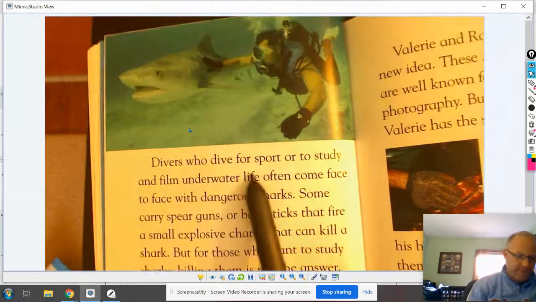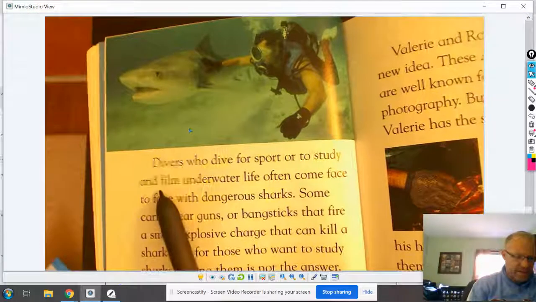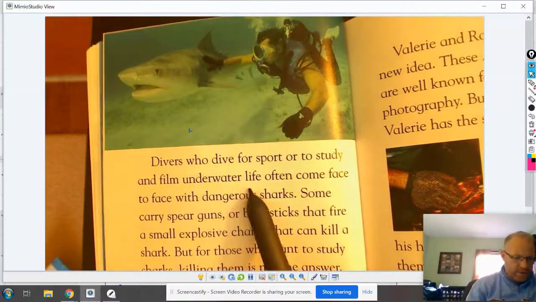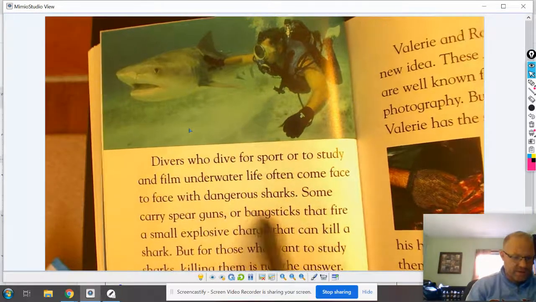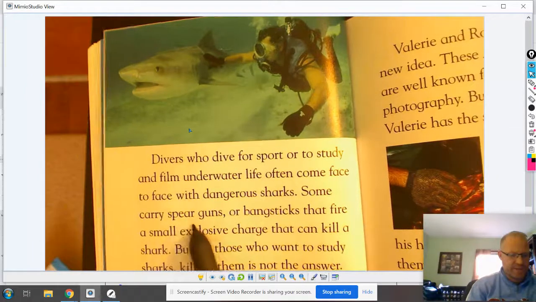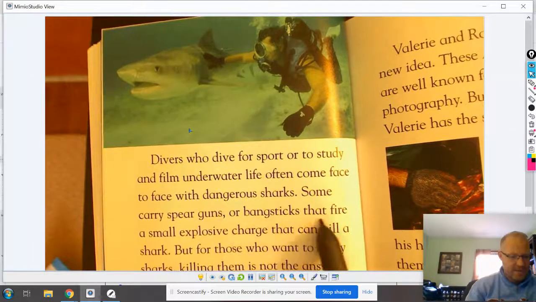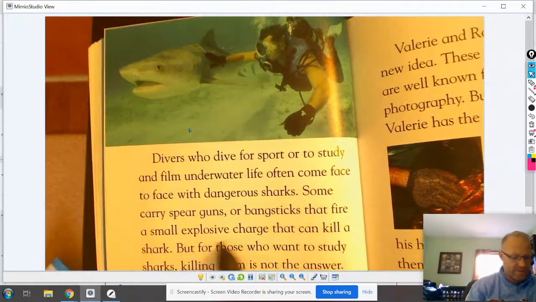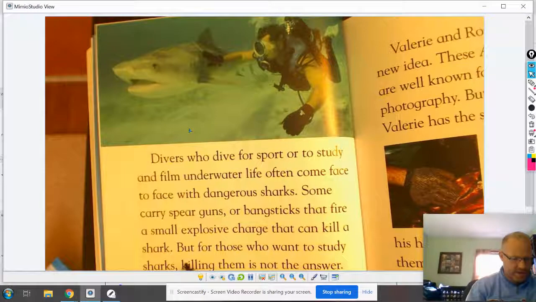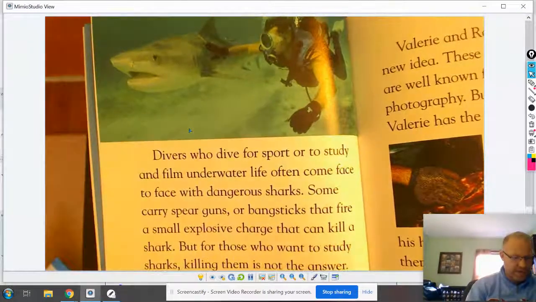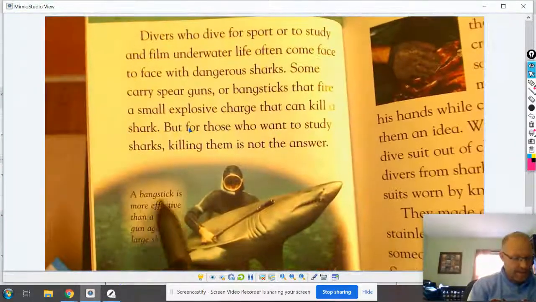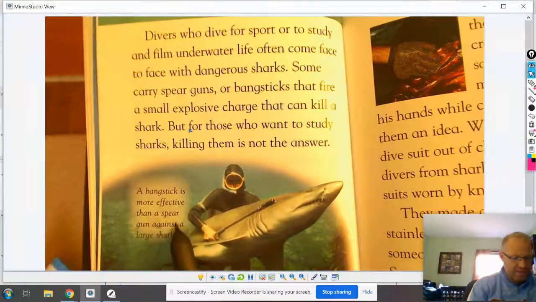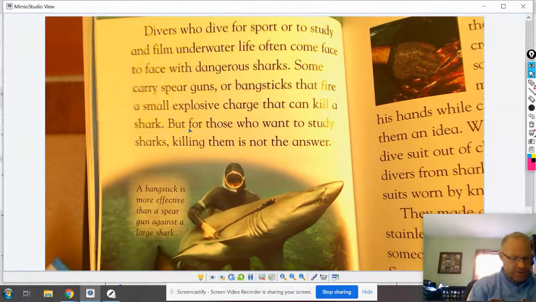Divers who dive for sport or to study and film underwater life often come face to face with dangerous sharks. Some carry spear guns or bang sticks that fire a small explosive charge that can kill a shark. But for those who want to study sharks, killing them is not the answer. A bang stick is more effective than a spear gun against a large shark.